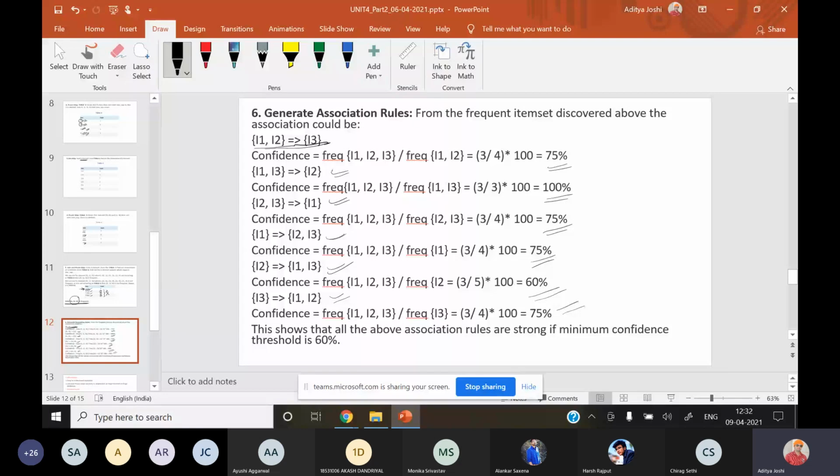So the above association rules are strong because the value is greater than or equal to 60%, right? So this rule is exact, right? Because the value is equal to the minimum confidence. This rule is exact, right?